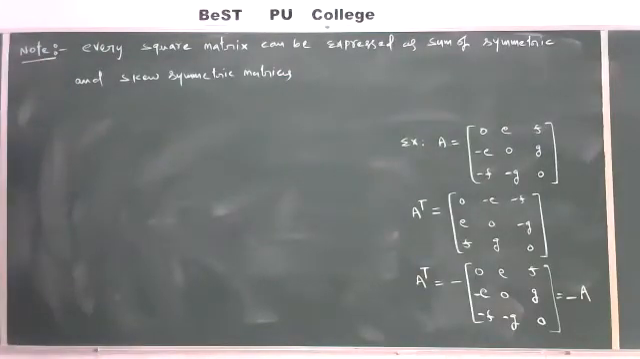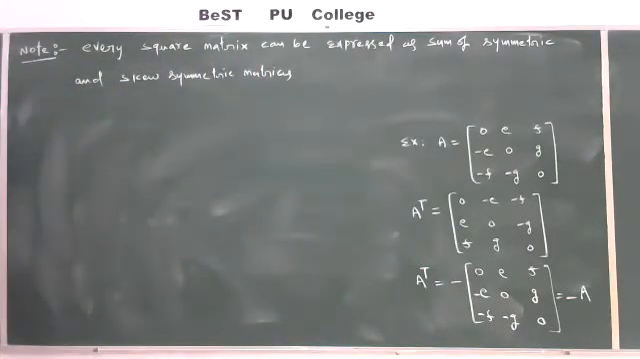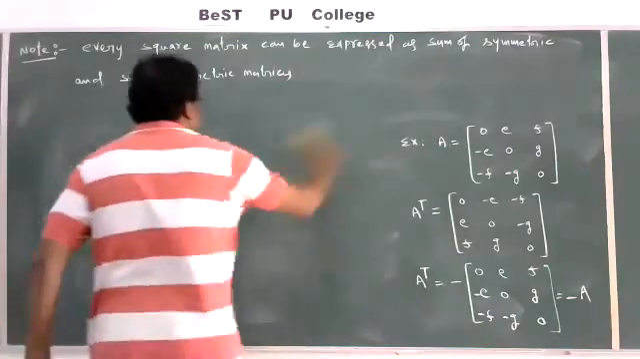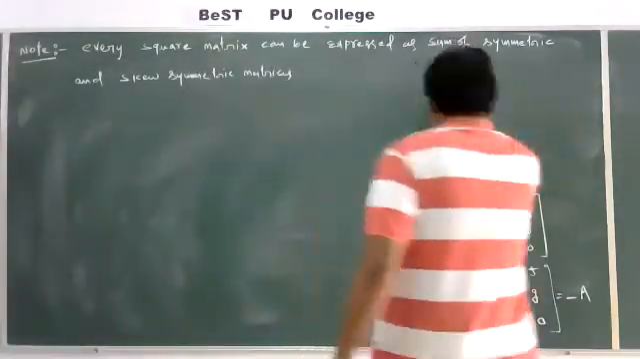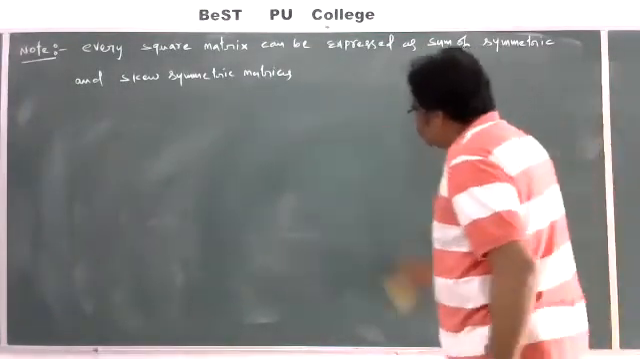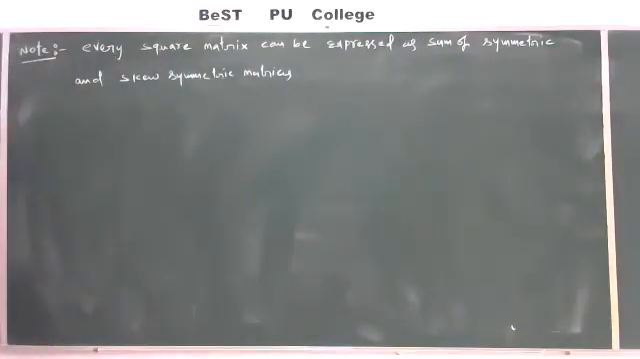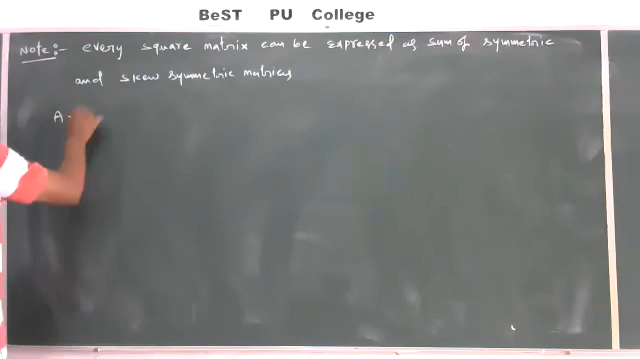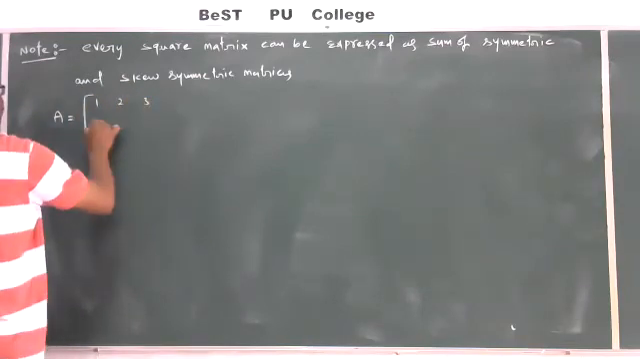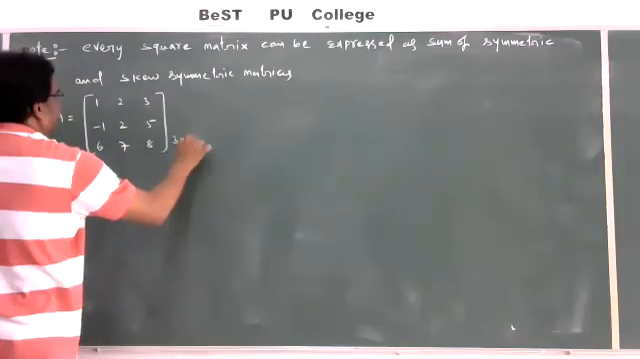Every square matrix can be expressed as a sum of the symmetric and skew symmetric matrix. If you take any square matrix, it can be expressed as a sum of two square matrices, one called symmetric and the other called skew symmetric. For example, take A equal to 1, 2, 3, minus 1, 2, 5, 6, 7, 8. This is a 3 by 3 square matrix.